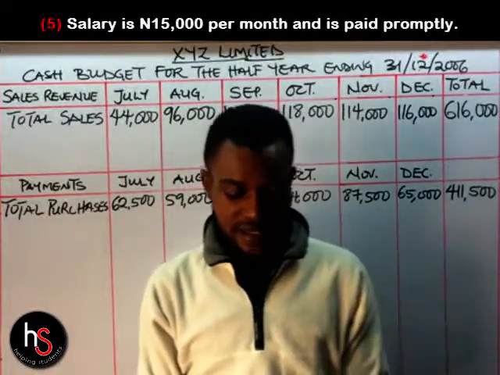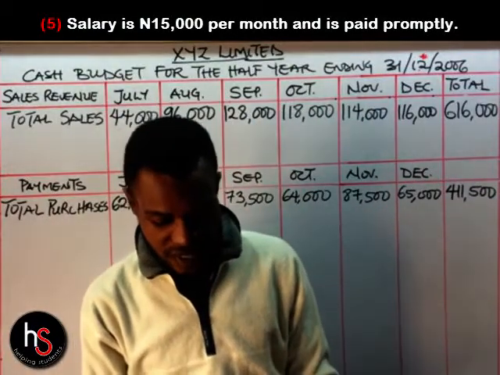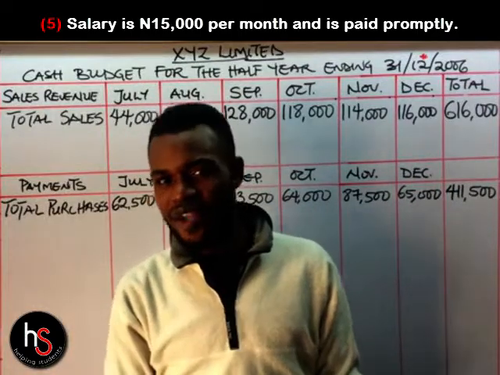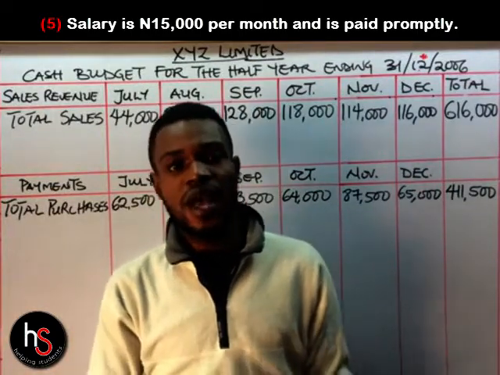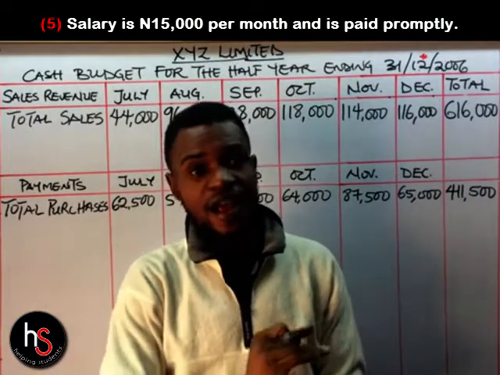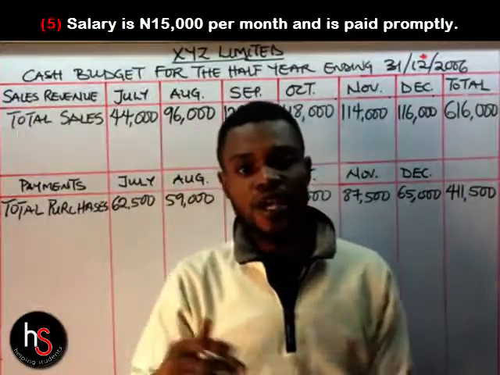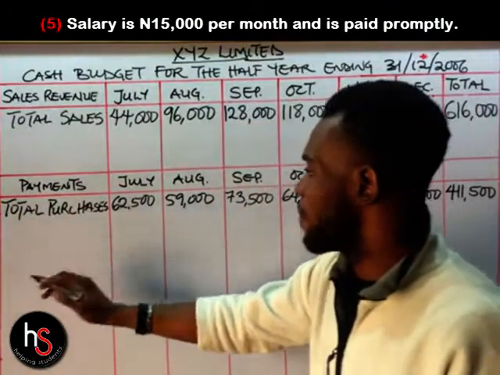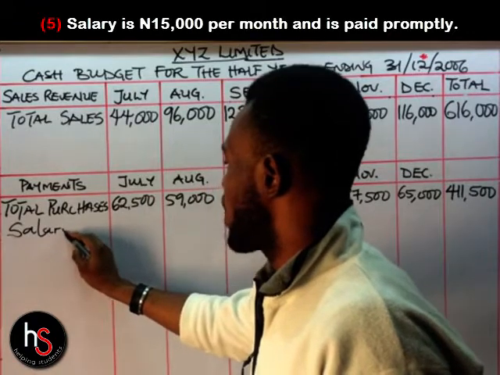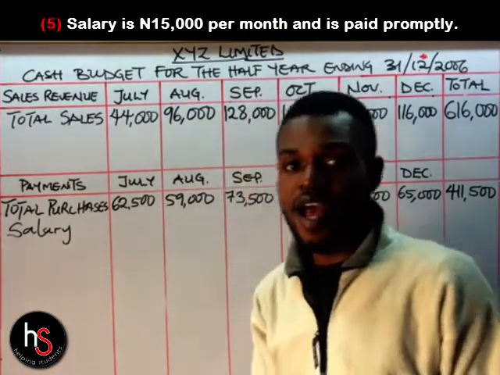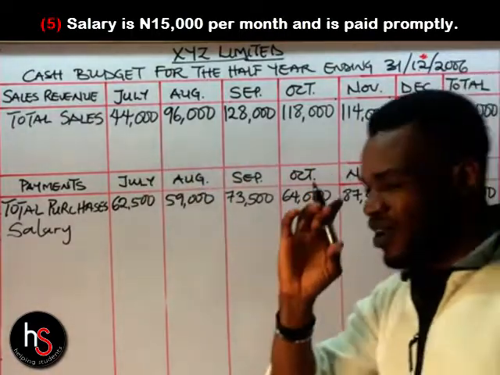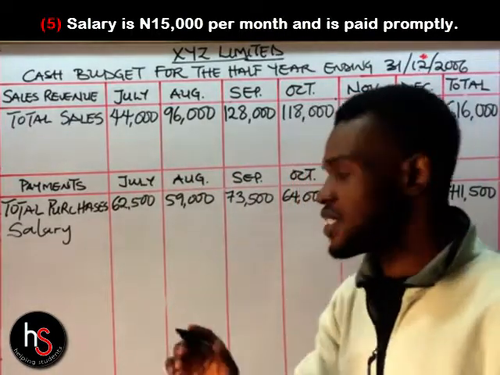Question number 5 says salary is 15,000 per month and paid promptly. It simply means that the salary of the workers is 15,000 and it was paid promptly. So when we come under the payments here, we have the salary. And we were told it's 15,000 naira and it was paid promptly. It simply means in all the months, it was a fixed price of 15,000.